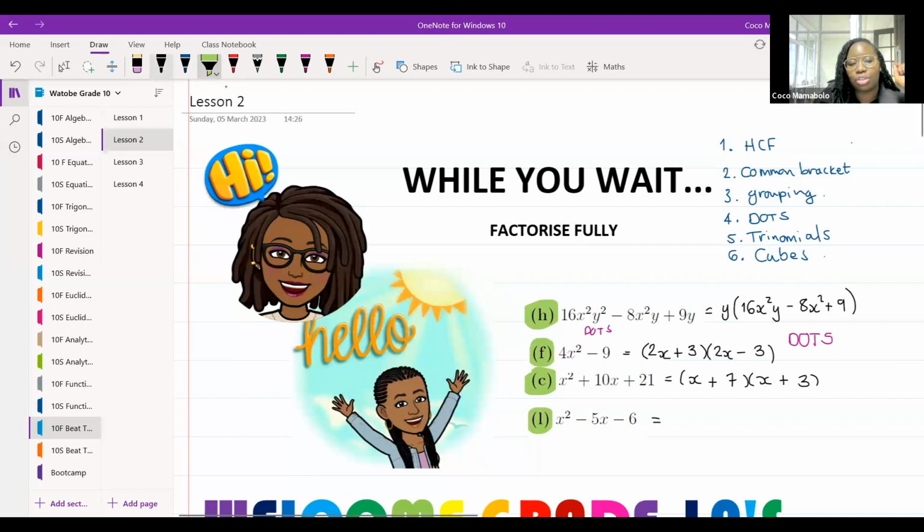We know that L is a trinomial, so we're going to open 2 brackets. And because there's a minus here at the end, I know that my signs will look different. There'll be a plus and a minus. An X here and an X here. I need factors of 6, guys, that when they are minused, they will give us -5.